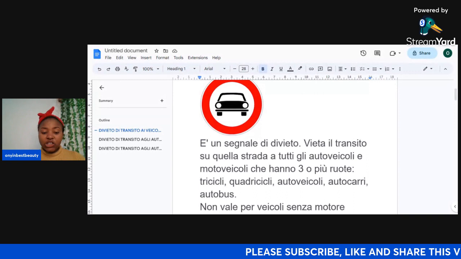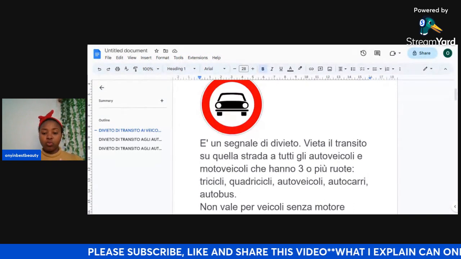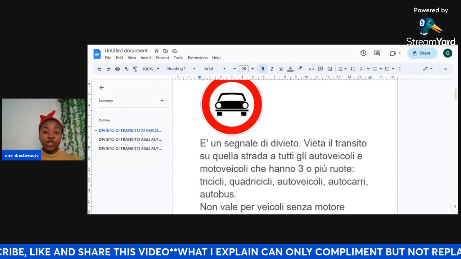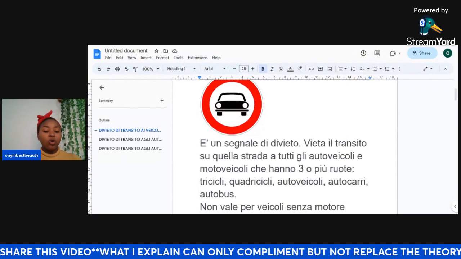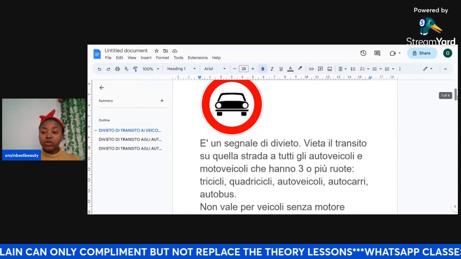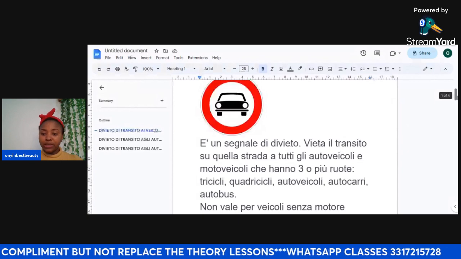Tricicli, quadricicli, autoveicoli, autocarro, autobus. For example, tricicli, quadricicli, autoveicoli, autocarro and autobus. Now, this set of vehicles are not allowed to enter. Why? Because they have 3 or more tires.